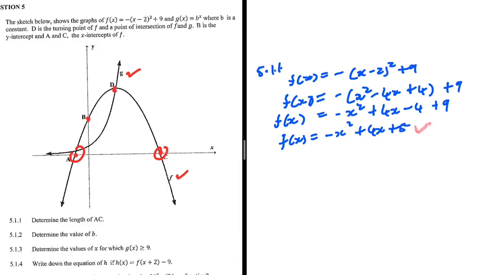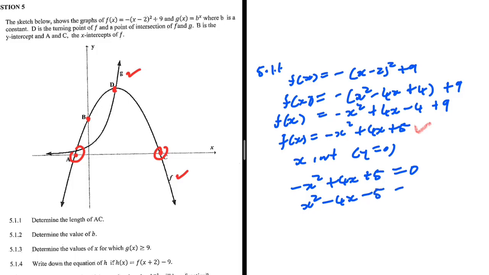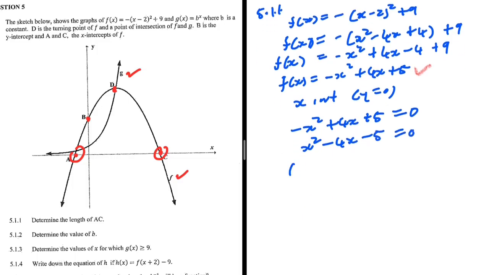Now we can go ahead and determine the x-coordinates of A and C. We know that these are x-intercepts, so y is equal to 0. So we're going to have minus x squared plus 4x plus 5 being equal to 0. If we divide both sides by minus 1, we get x squared minus 4x minus 5 is equal to 0. So this is what we need to factorize.